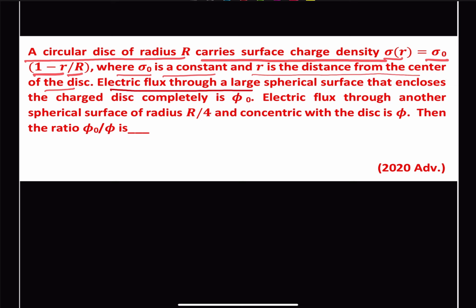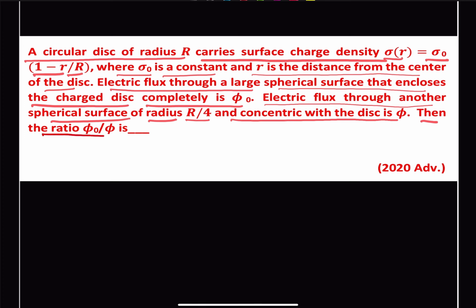Electric flux through a large spherical surface that encloses the charged disk completely is phi naught, and electric flux through another spherical surface of radius R by 4 and concentric with the disk is phi. Then the ratio of phi naught upon phi is.